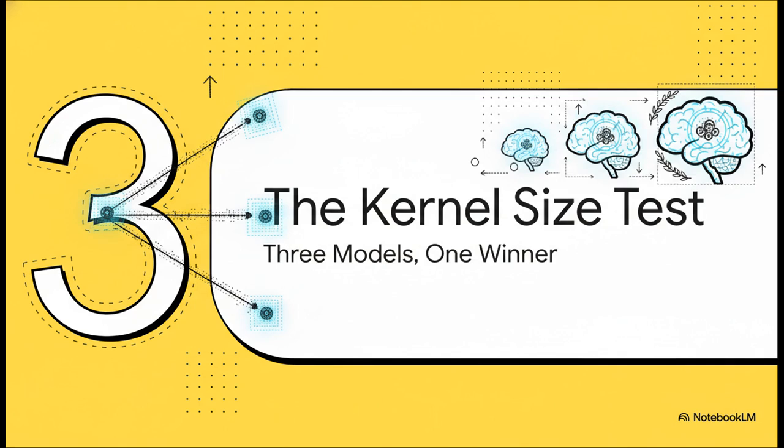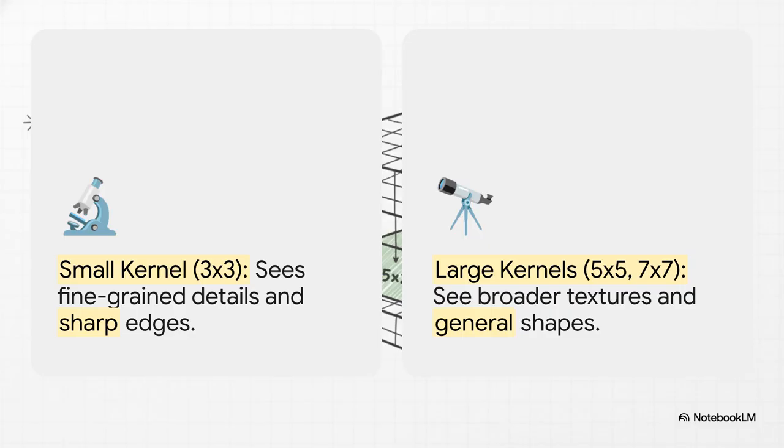Okay, the lab is set up, we know the rules, it is time for the main event. We've got 3 AI models. They are identical in every single way, except for one, the size of their kernel. 3 models enter, 1 model wins. Let's see what happens.